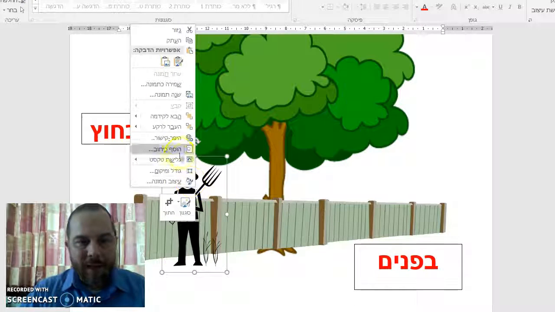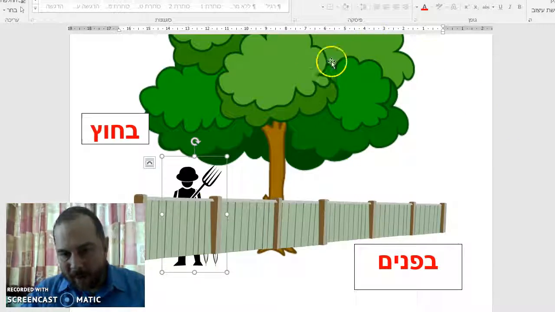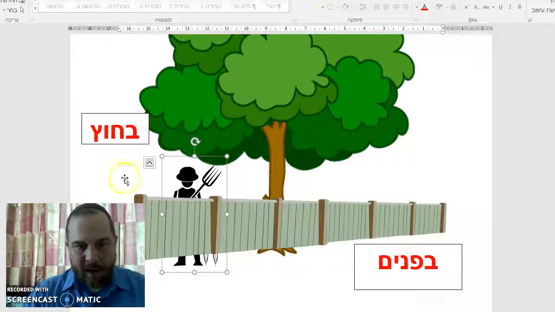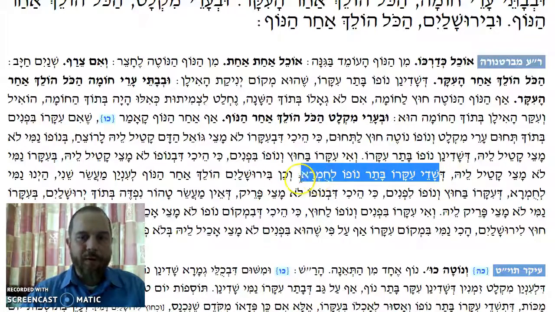But now I'm going to move this guy. I'm going to move him back. He's under the nof, and part of this nof is inside. And he's outside under the other side of the tree. Okay, that's the second example. Just like he can't kill him because he's standing under the shade of the tree, he also can't kill him under the nof, outside.